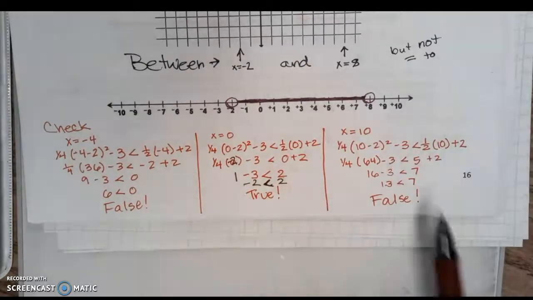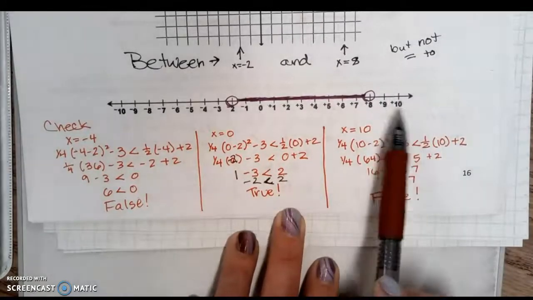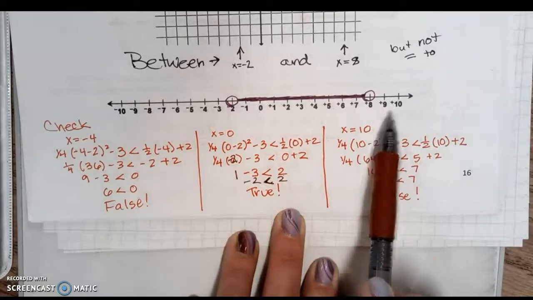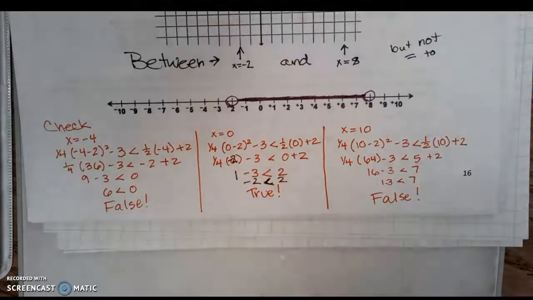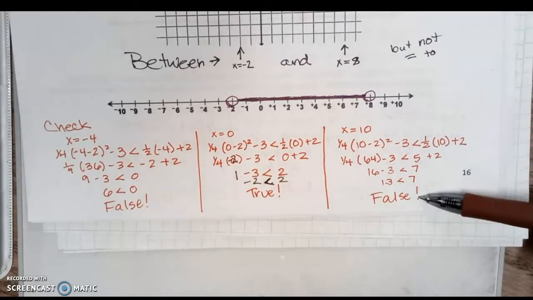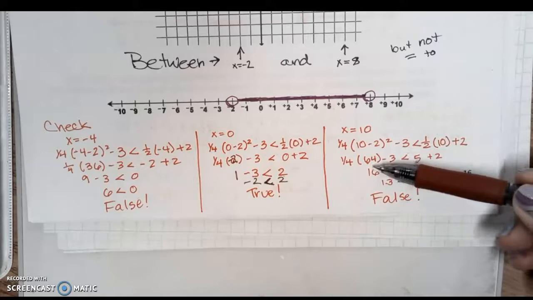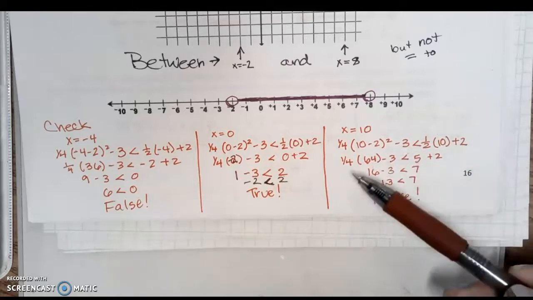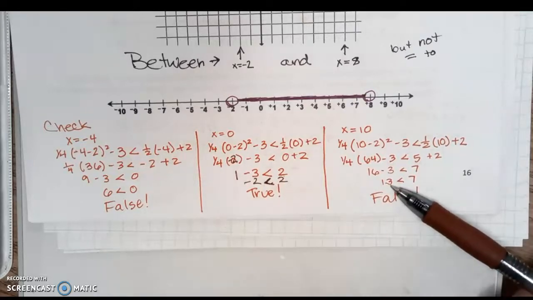All right, let's check one more number over in the right section. So any number that's 9 or greater. I randomly picked 10. No special reason, just that it was to the right, okay? Where there's no shading. So I do want to get false, okay? So we're going to plug in 10. 10 minus 2 is 8. 8 squared is 64. 1/4 of 64 is 16. And 16 minus 3 is 13.